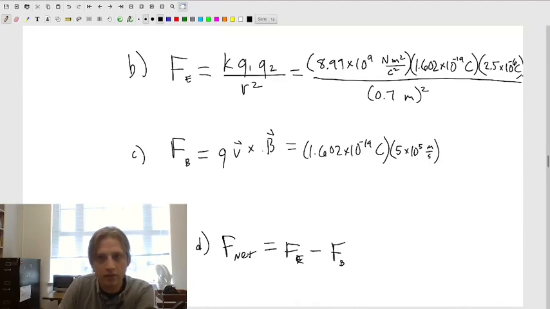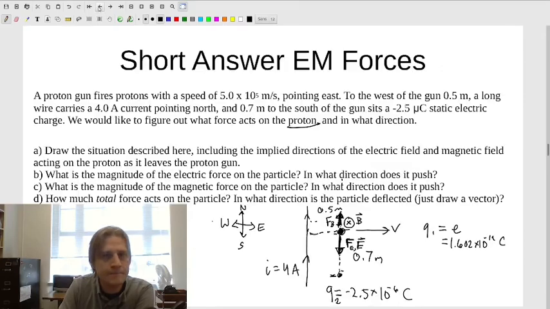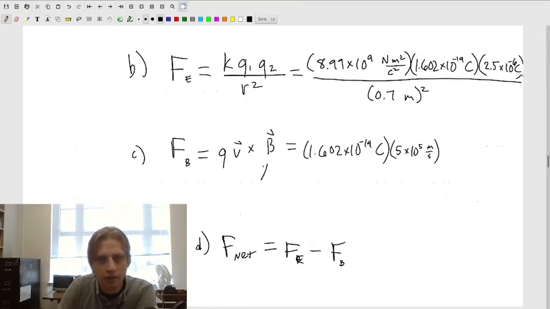Then I'm going to take that times B. I can treat the cross product like a multiplication because the V and B are perpendicular to each other. And how do I find the B? Well, I'm going to use my equation for the B from a long wire. So it would be mu naught times I over 2 pi r. So I'm going to just put this here. You can do this calculation on your own.